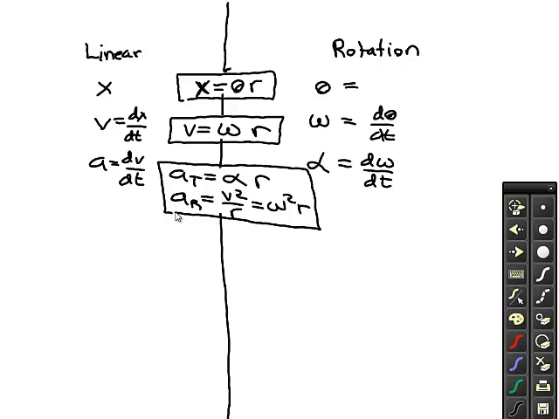Now, what's kind of cool about this is back in the linear realm, we have these cute little equations that work for us. For example, the final velocity of an object.